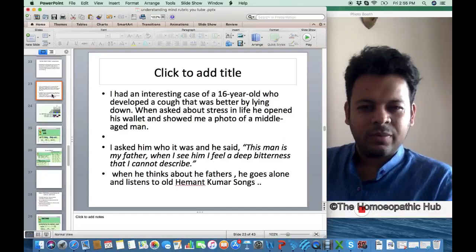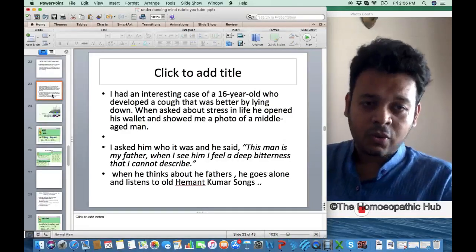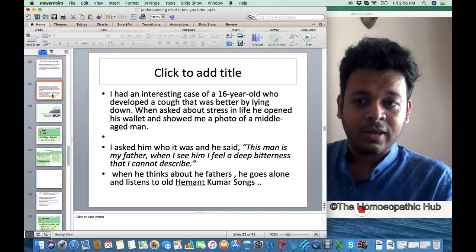There is so much of bitterness about him that I can't describe to you what I feel when I talk about him. I can't talk to you. I feel bitter the way he treated me. I asked him, "What do you do then?" He said, "I listen to Hemant Kumar's songs. I listen to old songs, sad songs."